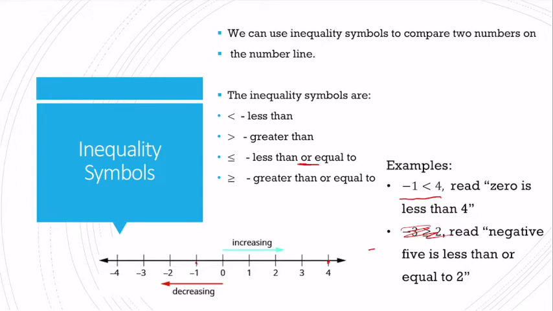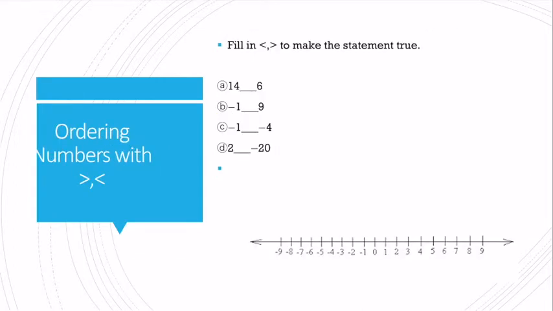So let's fill in the blanks to make this statement true. So 14 is greater than 6. -1 is less than 9. -1 is greater than 4. And 2 is greater than -20, which would be all the way over here.